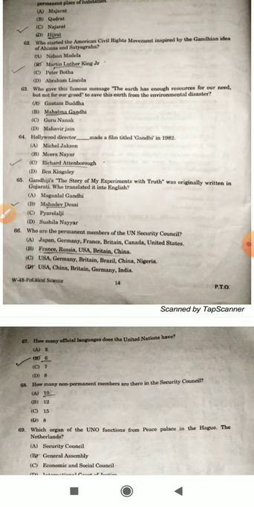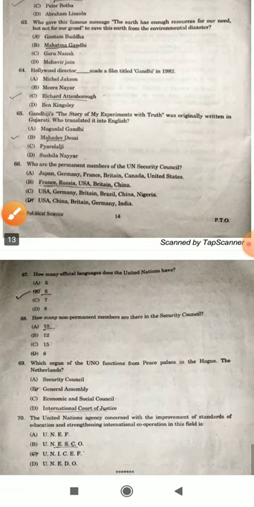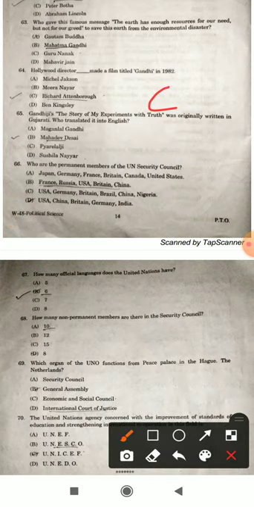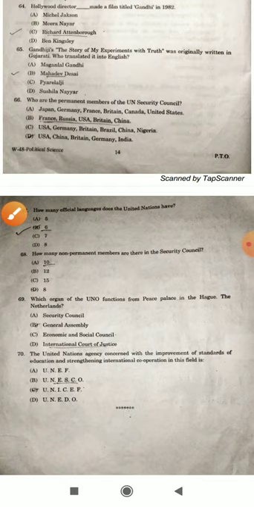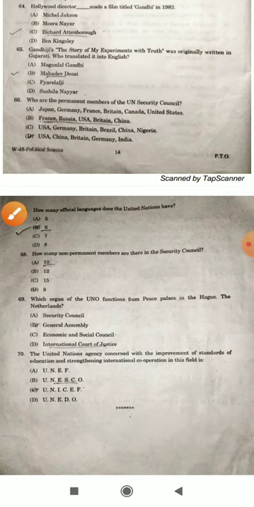Question number 63. Who gave this famous message, the earth has enough resources for our need, but not for our greed, to save this earth from environmental disaster? Answer is B. Mahatma Gandhi. Question number 64. Hollywood director made a film titled Gandhi in 1982. Answer is C. Richard Attenborough. Question number 65. Gandhiji's The Story of My Experiments with Truth was originally written in Gujarati. Who translated it into English? Answer is B. Mahadev Desai.